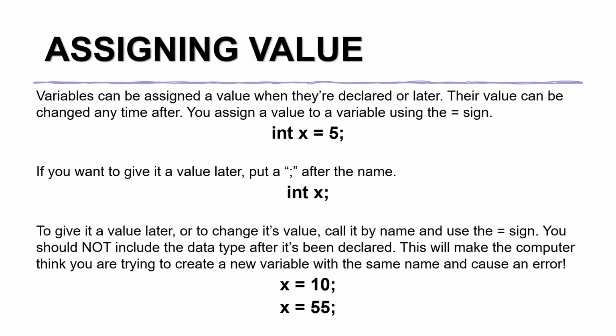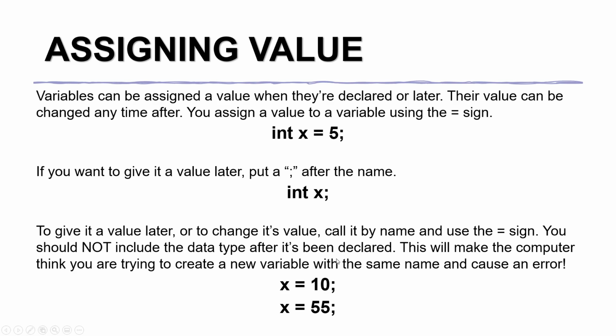So as far as assigning values go, you can either assign it a value when you declare it. So we can give it the data type, the name, and then assign it a value by using the equal sign, giving it the value and ending in our semicolon, or you can just declare it and assign a value later. If we weren't going to give it a value, we just give it the data type, the name, and end it with a semicolon.